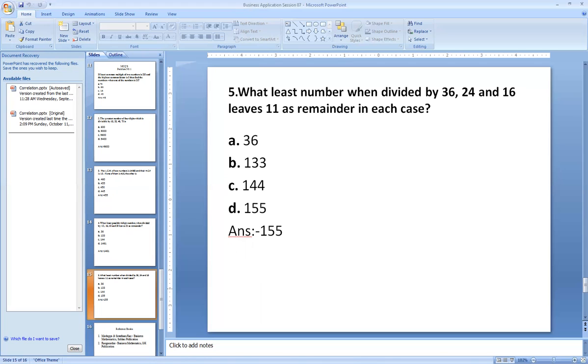So this is how to calculate problems on LCM and HCF in business applications.